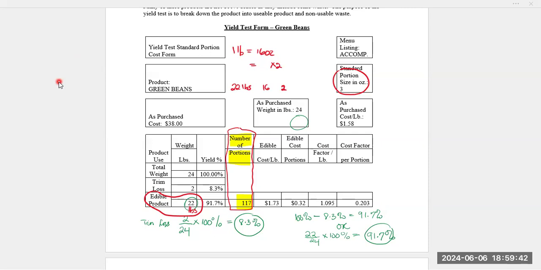Okay, sir. So I don't know if it's right, sir, but I divided the edible product by the as purchase cost, sir. The edible product by the as purchase cost? Yes, sir. I divided it, sir. And what did you do? Sir, that's all I did, sir, and I got 1.73, sir. Okay, yeah, and you're correct.